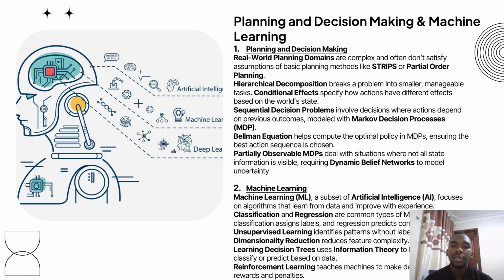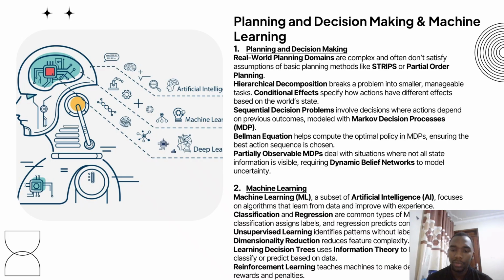Planning and decision making and machine learning. Planning and decision making. Real-world planning domains are complex and often do not satisfy the assumptions of basic planning methods like STRIPS or partial order planning. Heuristic decomposition breaks a problem into smaller manageable tasks. Conditional effects specify how actions have different effects based on the real-world state. Sequential decision problems involve decisions where actions depend on previous outcomes, modeled with Markov decision processes. The Bellman equation computes the optimal policy for MDPs, ensuring the best sequence of actions is chosen. Partially observable MDPs deal with situations where not all state information is visible, requiring dynamic belief networks to model uncertainty.